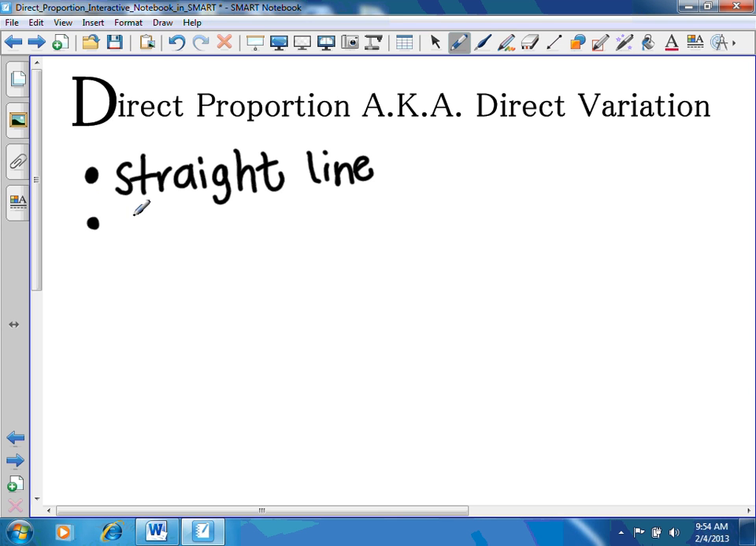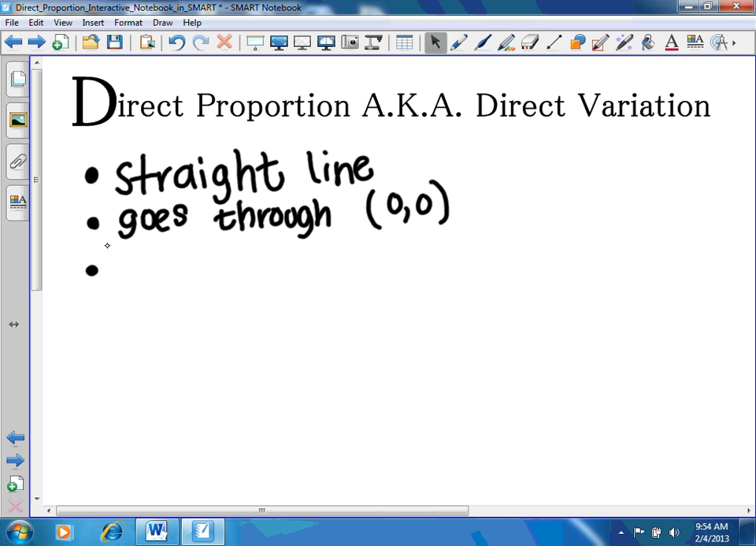Next, it goes through 0, 0. If we were to graph it on a piece of graph paper, it's going to go through the point 0, 0. Next, constant. You find it by dividing.